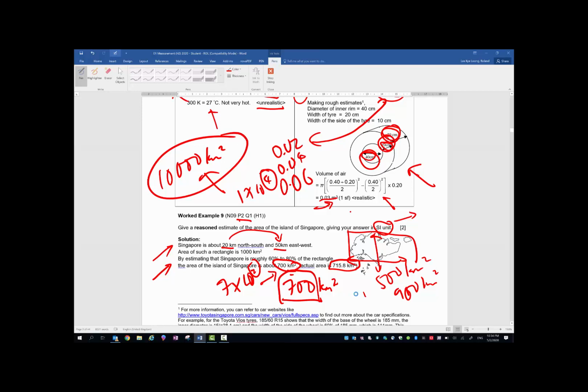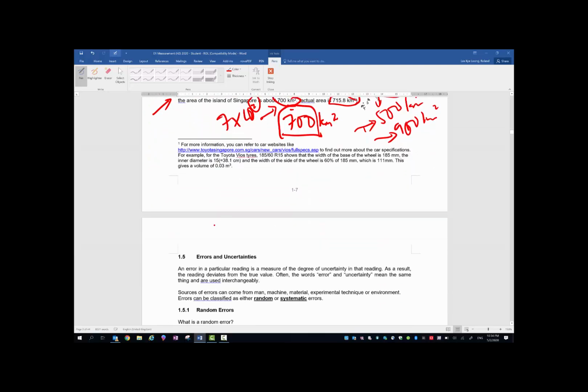So once again, for questions like this, this is not a multiple choice question, this is a structured question. Even if your answer is 500 or 900, it is fine, as long as you give your answer to one significant figure. If you tell yourself, I studied geography, the answer is 715.8, and you write down 715.8, you will be wrong, because that is not an estimate. Clear? Okay, let's move on.